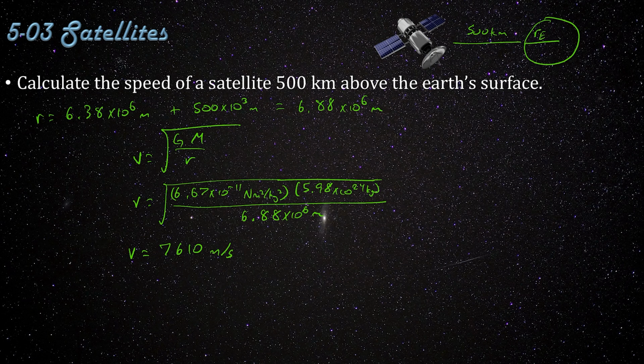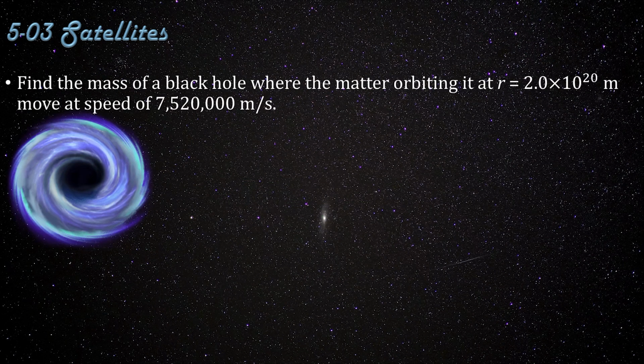And this is actually one way you could figure out the mass of a planet. Just observe the speed of a satellite that's going around it and use this to calculate the mass. Let's find the mass of a black hole where the matter orbiting it at a radius of 2 times 10 to the 20 meters moves at a speed of 7.5 million meters per second.